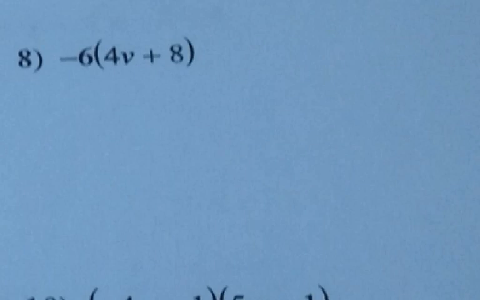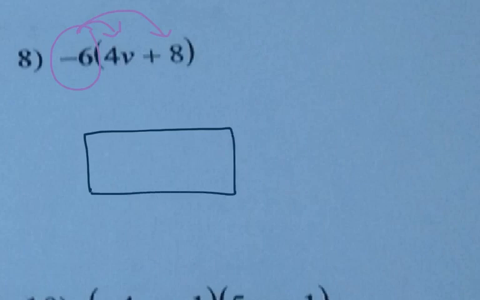Here's problem number 8. Notice how I have just one term, that -6, on the outside of the parentheses. So what I'm going to do is distribute that -6 and multiply each of the terms that are inside the parentheses. In other words, I'm sharing it. Now I'll go ahead and use the area model, since some of you guys seem to prefer that. Most of you probably don't, but it's a good way to keep it organized.